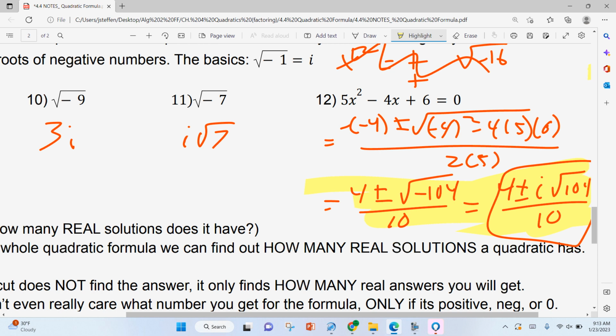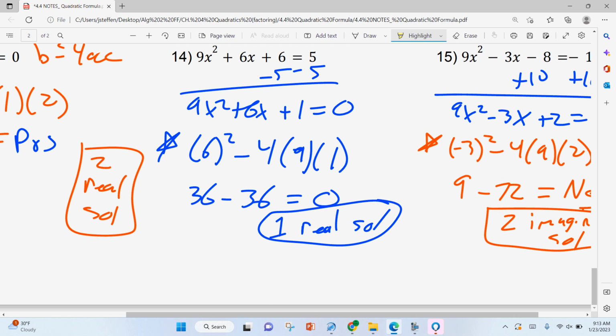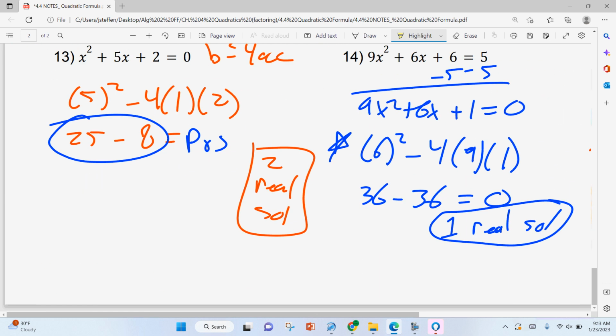Not learn about the number of imaginary. Oh, perfect. All right, so stop this.